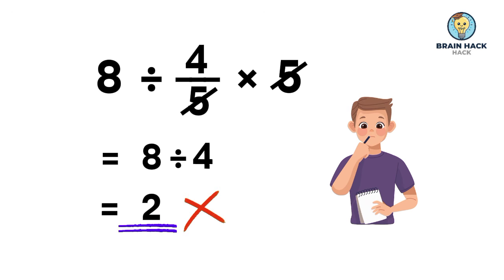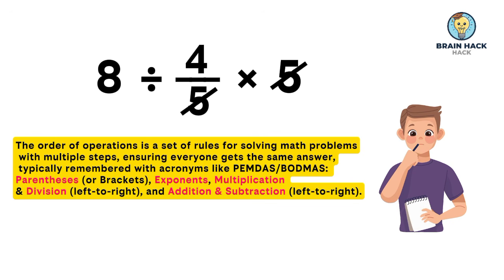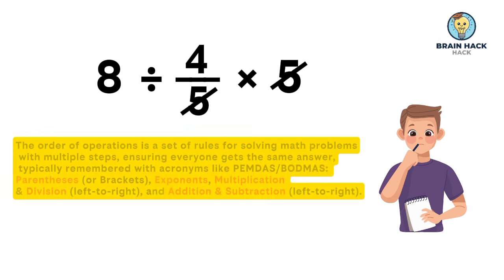The reason it is not correct is because we did not follow one of the most important rules in mathematics: the order of operations. The order of operations is a set of rules that tells us the correct sequence to perform calculations when a math expression contains more than one operation. These operations include addition, subtraction, multiplication, division, exponents, roots, and parentheses.